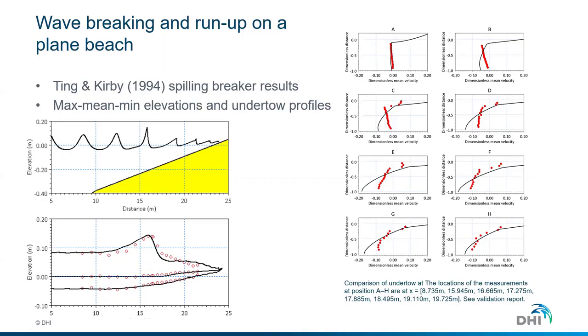The point C is during the wave breaking, where we have a slightly worse comparison, but still we're capturing the undertow profiles quite accurately, considering that we are using this surface height description of the surface elevation, and that we can't really resolve some of these overturning effects when waves are breaking. So that's actually quite impressive, that we can capture these undertow profiles that accurately.